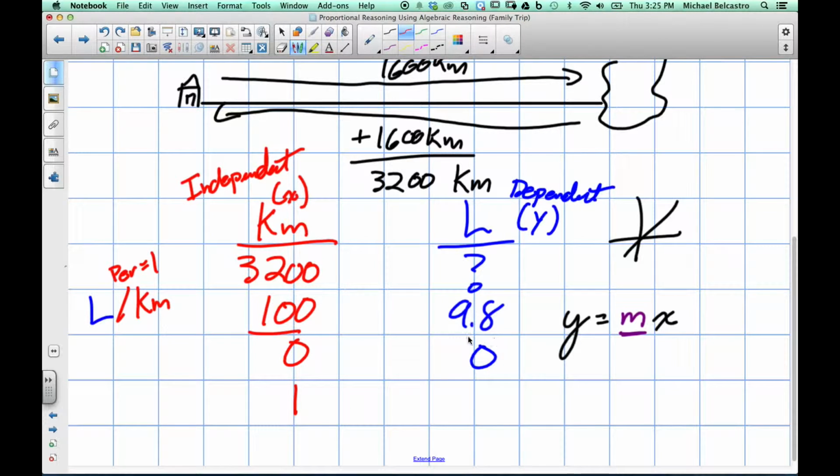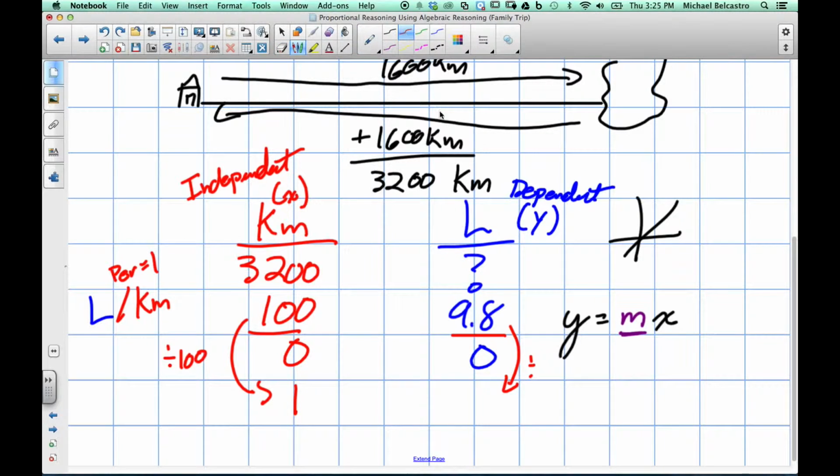Well, the only info we have is on this line here. So we need to take 100 and divide it by 100 to get down to the value of 1. I'm going to need to do the exact same thing to y, 9.8, and this is going to give us our m value. So 9.8 should be divided by 100.